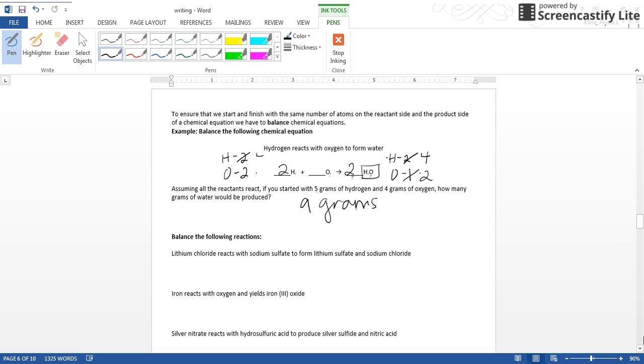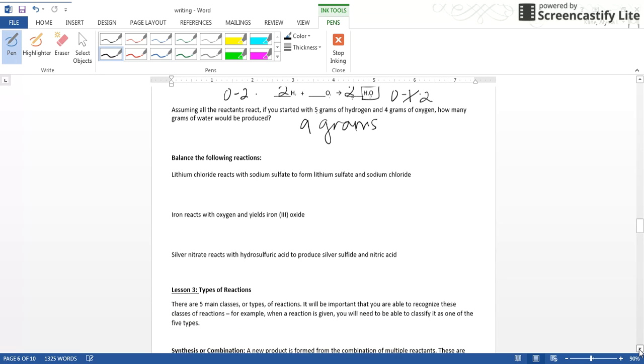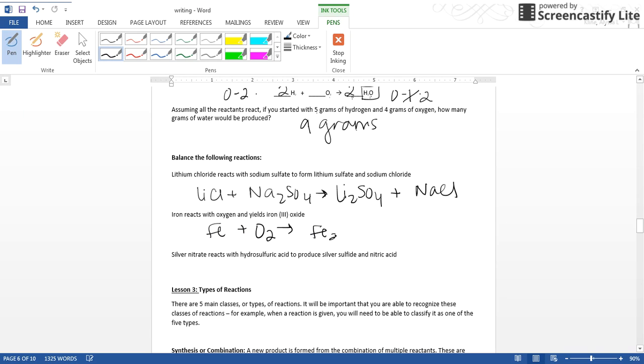Okay, so when we look at these reactions and balancing them again, the first thing we're going to do is write them out like we had them before. So we've got lithium chloride once again as LiCl reacting with sodium sulfate to form lithium sulfate. Make sure you can see that's an arrow, not an addition sign, and sodium chloride. We had iron reacting with oxygen, yielding iron 3 oxide. And then we had silver nitrate reacting with hydrosulfuric acid to form silver sulfide. So that would be Ag2S and HNO3.